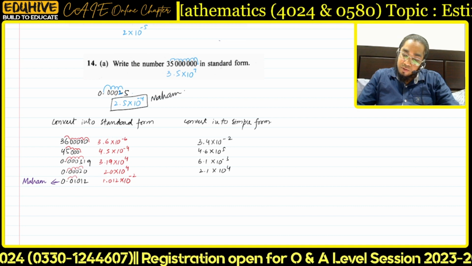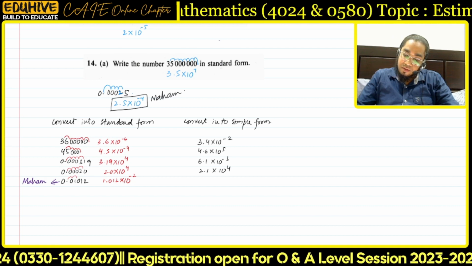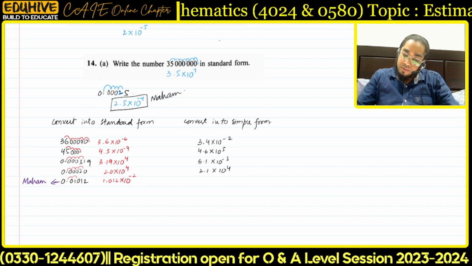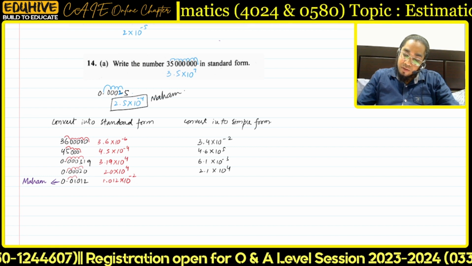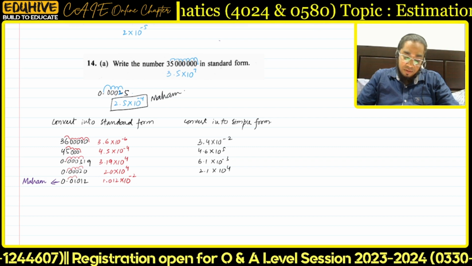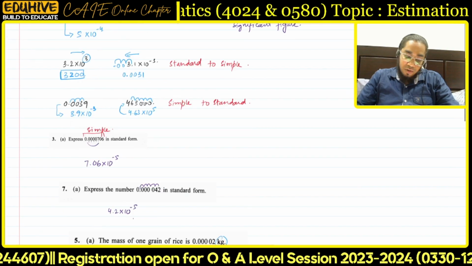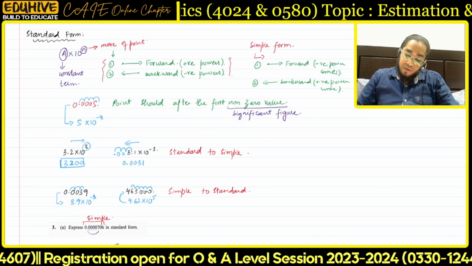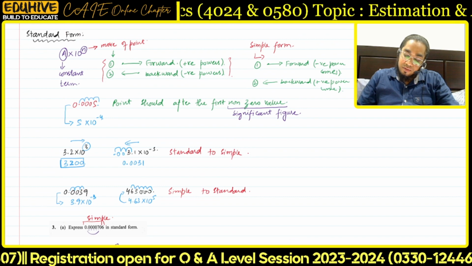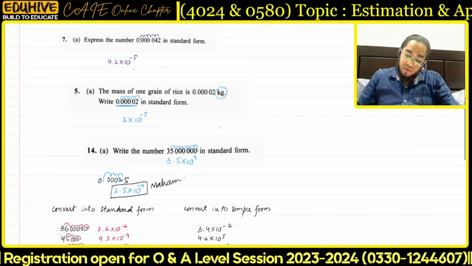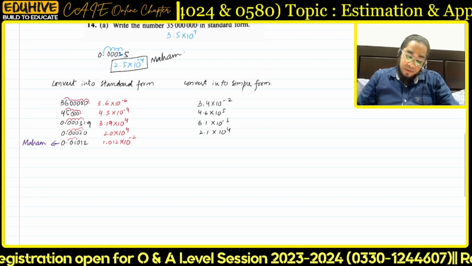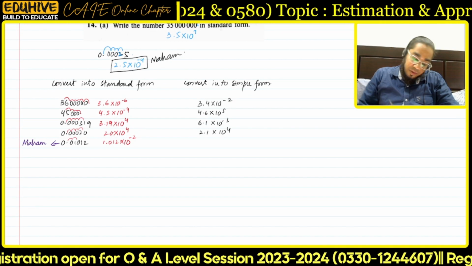Yes, but sir, you said decimal will be after. What did I say? Decimal will be after the first non-zero value, which is 2. Non-digit? I said non-zero value. First non-zero value, beta. The first non-zero value is 1 over here. You can see this.